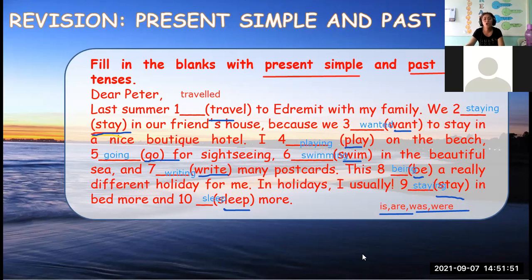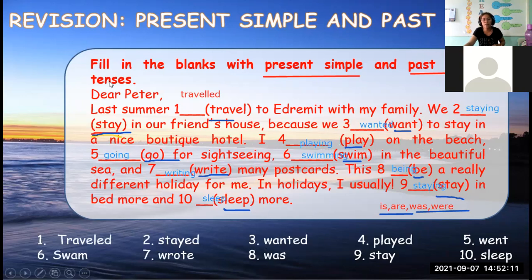Okay, let us see. Your answer for number one is travel. Two, staying. I am asking only present simple and past simple. Next, wanted. Okay. Let us check here. The answers can be found below. Let us check your answer for number one. Travel. Two, stayed. Three, wanted. Four, played. Next, went. Six, swam. Seven, wrote.